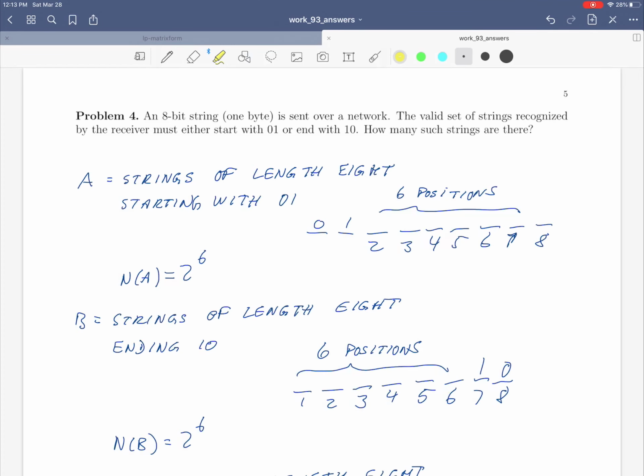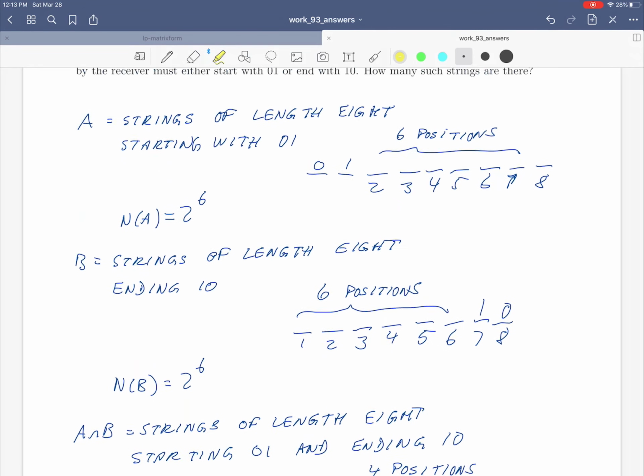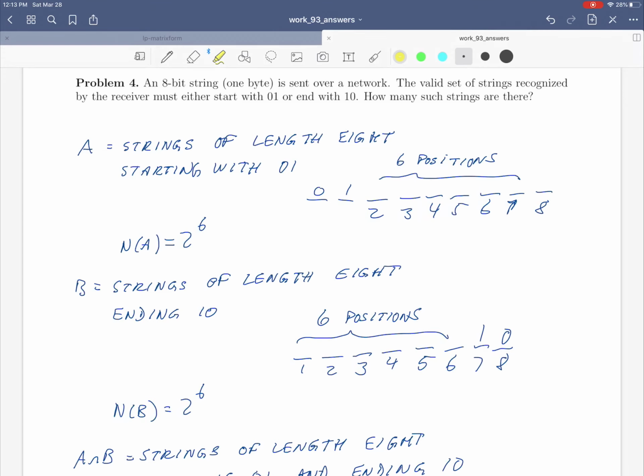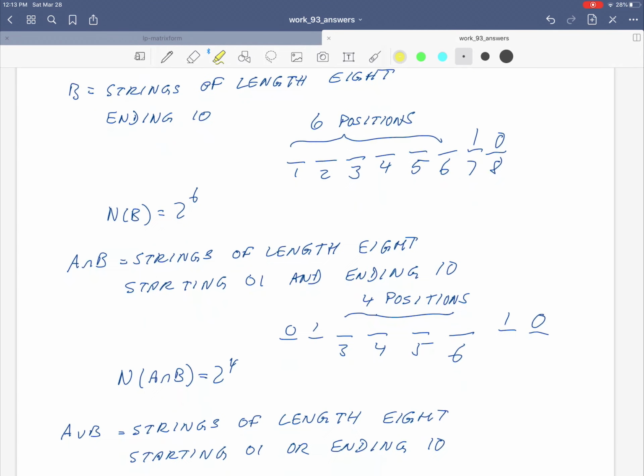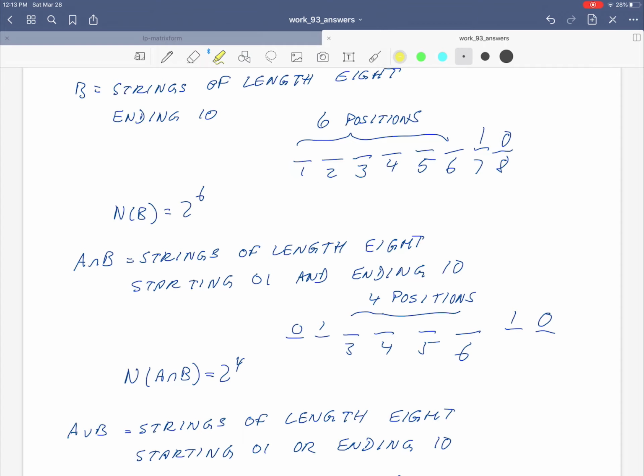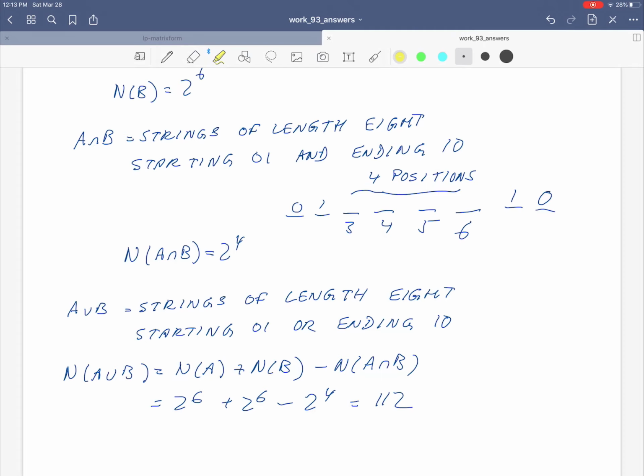And now we need to look at the intersection, because there are strings which start with 01 and end with 10. So A intersection B is the number of strings of length 8 starting with 01 and ending with 10. So that leaves only the 4 middle positions open, so 2 to the 4 such strings in the intersection. And finally A union B is the strings of length 8 starting with 01 or ending with 10. That's what we want to count.